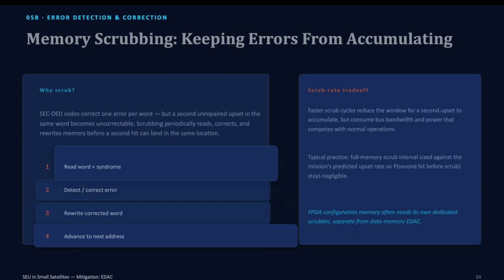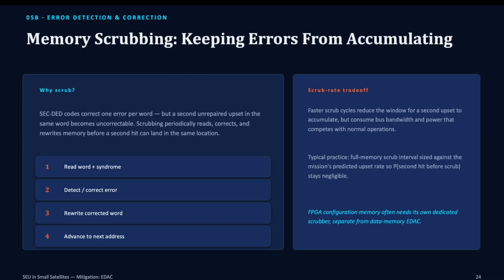So memory scrubbing in itself also keeps errors from accumulating. The way it works is that the code reads the word and the syndrome, so the fault itself, then it detects and corrects the error, then it rewrites the corrected word, and then it advances to the next address. If there's no issue in this address, it just moves straight on to the next address.